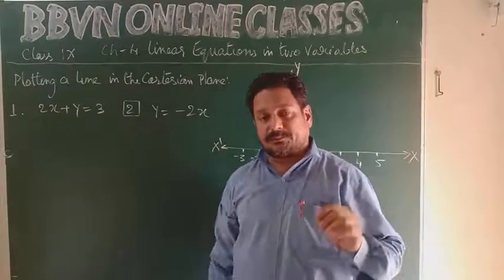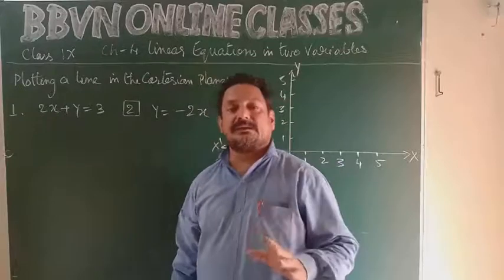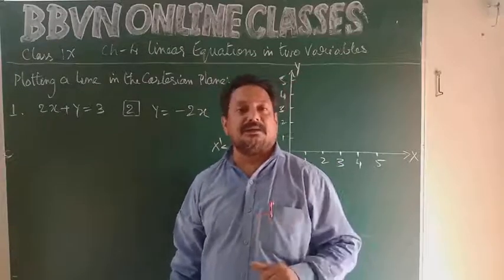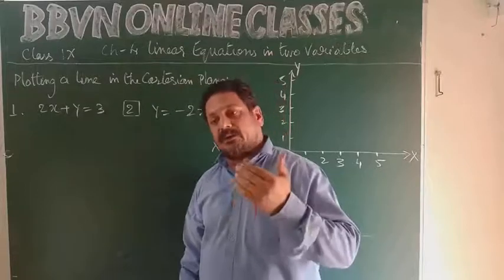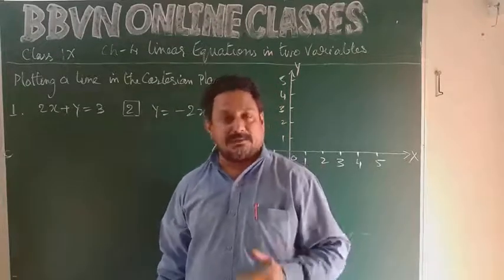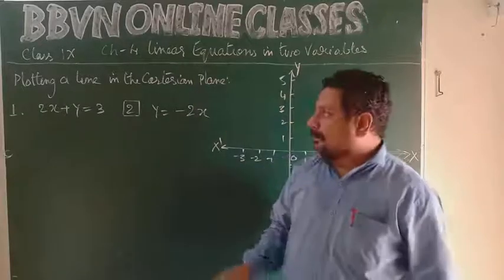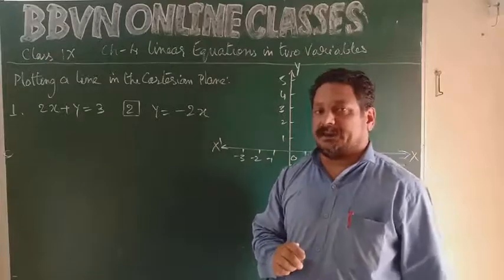So we were in chapter number 4, linear equations in two variables. We have discussed the geometrical interpretation of a linear equation, solutions of a linear equation, and why we call a linear equation a linear equation, right? We have discussed all those things. Today we'll have to plot a line in the Cartesian plane, right?